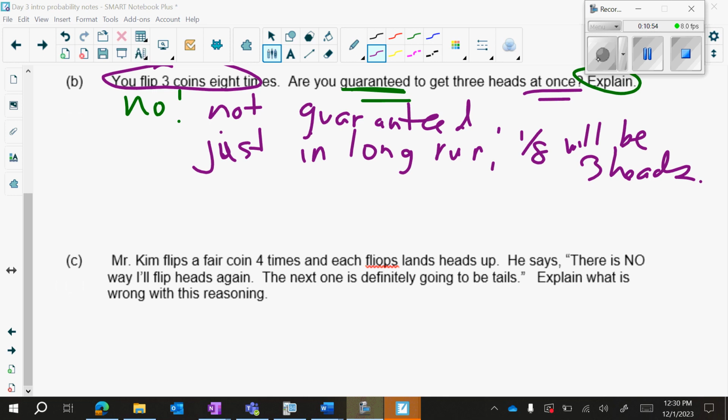So the next question says, Mr. Kim flips a fair coin 4 times and each flip lands heads up. He says there's no way he'll flip heads again. Next one's definitely going to be tails. Explain what is wrong with this reason.